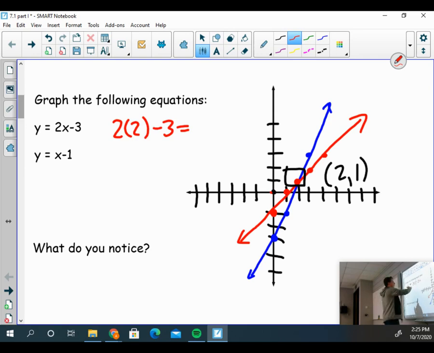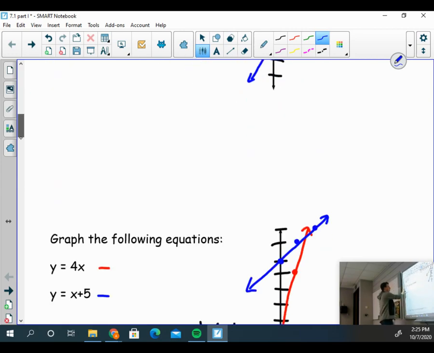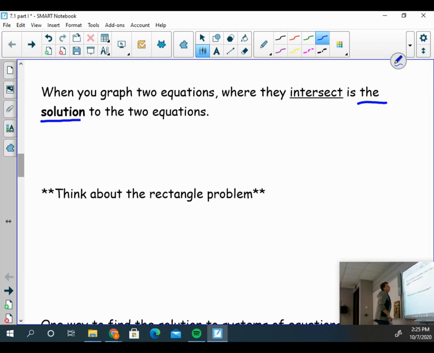In this first equation, if the solution is (2, 1), that means I plug in 2 for x, and if I solve it, my y value will turn out to be 1. What's cool about this is not only does it work for the first one, but it's the solution because it works for both equations. For the second equation, if I plug 2 in for x, I get y equals 1. So when you look at the graphs of two equations, where they intersect are the x and y values that, if I plug them into the original equations, make them true.